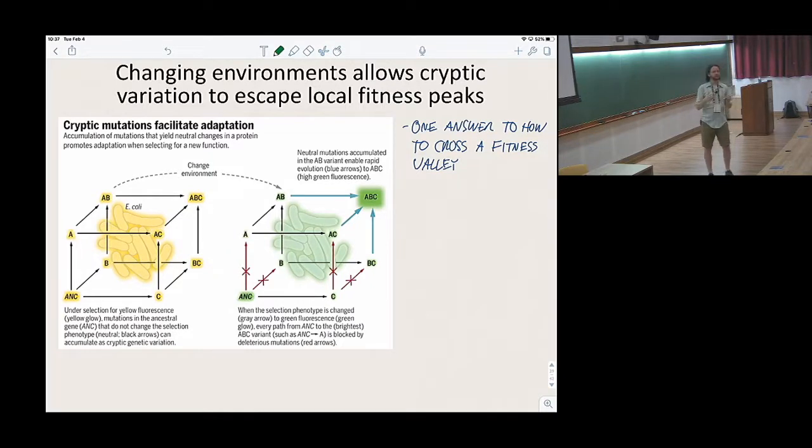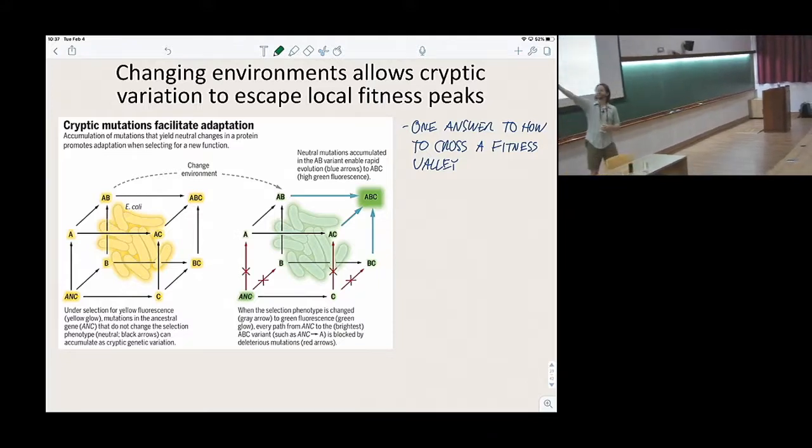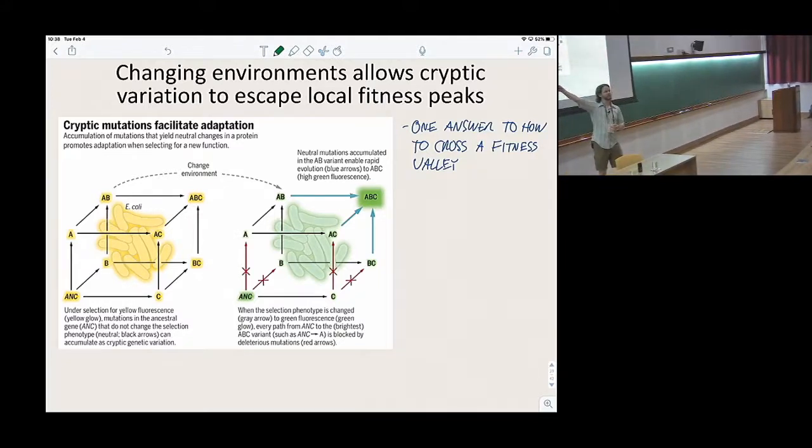But what they found is this was actually a fairly effective way to cross fitness valleys. When they reconstructed some of these strains that had, say, a triple mutation, A, B, C, if they had only selected for green fluorescence, every single path to ABC would be blocked by deleterious steps. But the neat thing was, when they reconstructed them and tested them in yellow, they were neutral. They could just neutrally wander around.